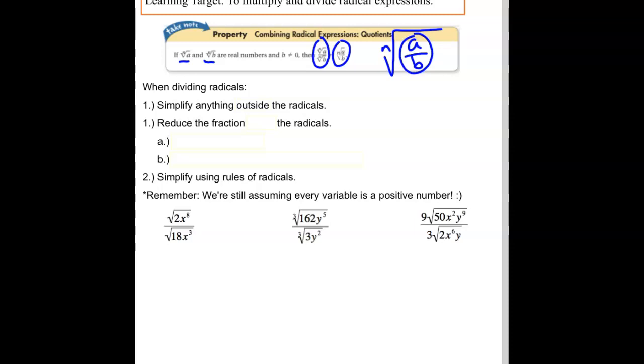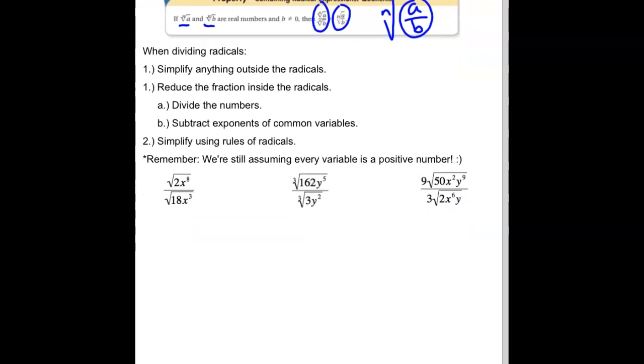So when dividing radicals, we're going to simplify anything that's outside the radicals, and then we can also reduce the fraction inside. We divide the numbers out just like a normal, regular fraction. And remember, our rule for combining variables when you have some in the numerator and some in the denominator is that we subtract our exponents. So we're going to simplify these using our rules of radicals. Remember, we're still assuming every variable is a positive number, so we don't have to worry about the even, even, odd rule.